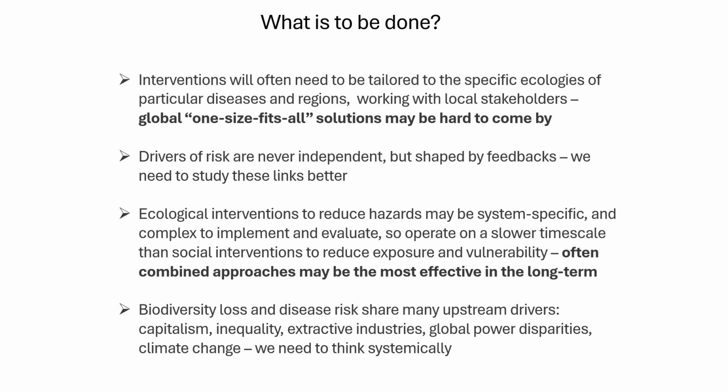Secondly, the drivers of risk are never independent from each other, but they're shaped by feedbacks, and we need to study those linkages much better to understand how different interventions or environmental changes might propagate in complex ways through systems. Ecological interventions are likely to be useful for many pathogens, especially those that spill over regularly from wildlife. But they might often need to be system specific, and they are likely to be complex to implement and evaluate, and so might operate on a much slower timescale than social interventions to reduce exposure and vulnerability.